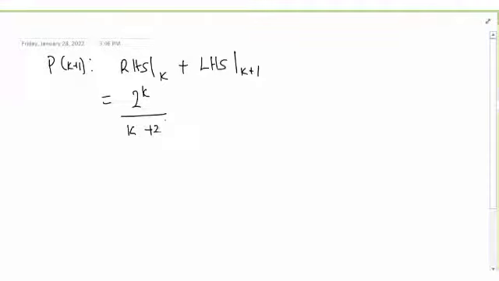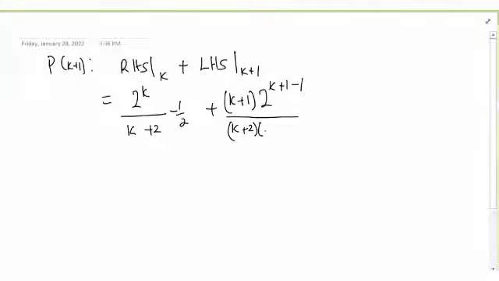So let us take the right hand side. We substitute k, then we add it to the left hand side where we substitute k plus 1. So we have now our right hand side 2 to the power of k divided by k plus 2 minus 1 over 2, then plus the left hand side. So we have k plus 1 times 2 raised to k plus 1 minus 1 divided by k plus 2 to k plus 3.